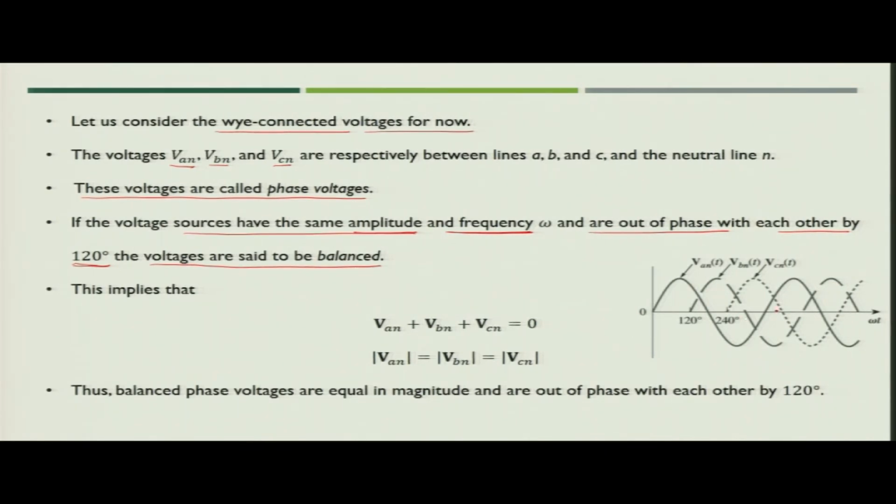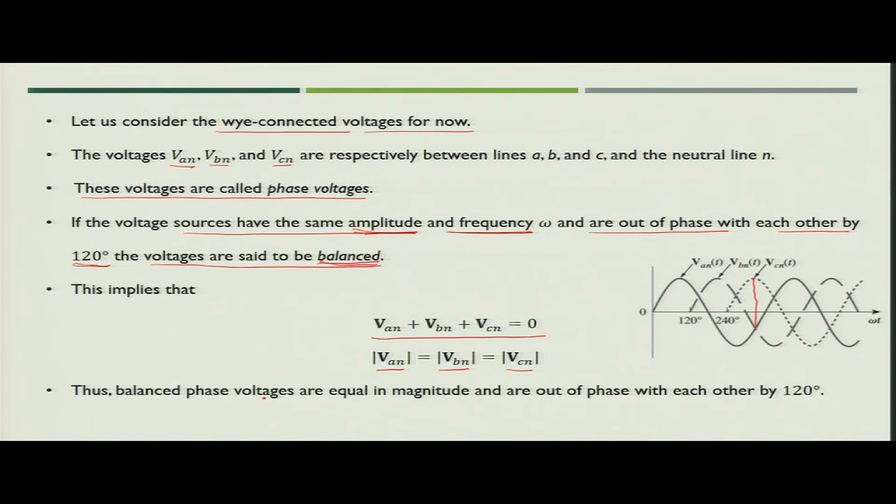Now, when you see this particular arrangement, you can simply say that VAN plus VBN plus VCN is equal to 0. If you take the voltage at any point, you will see that the total sum of voltage will be 0. At any point, VAN plus VBN plus VCN will always be 0, and this is again the criterion for a balanced system. So, when the voltage source is balanced, you will get VAN plus VBN plus VCN equal to 0. That is in phasor form, but in magnitude form, since we have the same amplitude, we get mod of VAN equal to mod of VBN equal to mod of VCN.